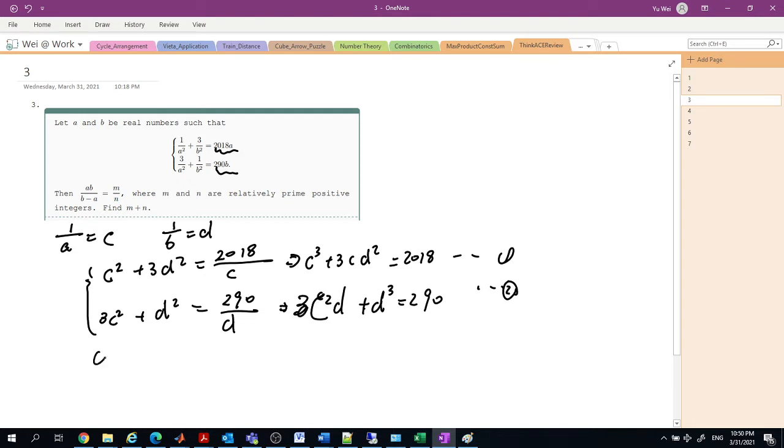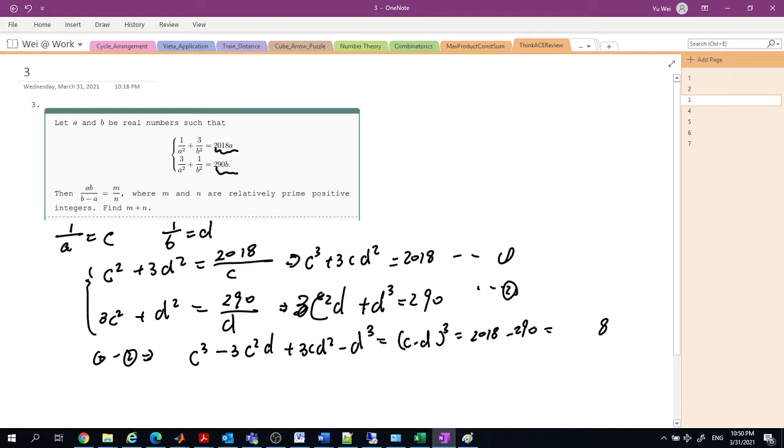So we use the first minus the second, and we get c cubed minus 3c squared d plus 3cd squared minus d cubed, which is (c minus d) cubed, equal to 2018 minus 290, which is 1728. And let's factorize the 1728.